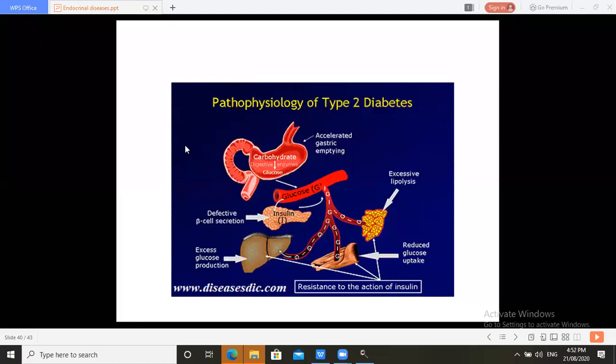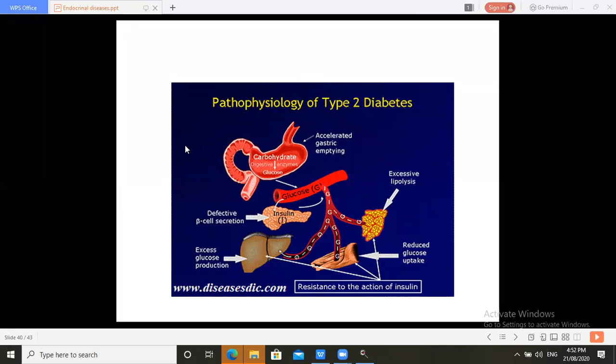Then myocardial infarction is also common with diabetes mellitus. Atherosclerosis is common. Then with the pancreas, there is islet cell loss, insulitis in case of type 1, and amyloidosis in type 2. See, this insulitis is very common with type 1 diabetes mellitus.